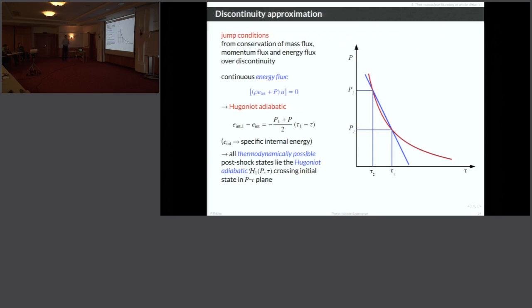So from this graphical representation, we can directly read off for a given pre-shock state what the post-shock state is. This is just the intersection of the Hugoniot adiabatic with the Rayleigh line.